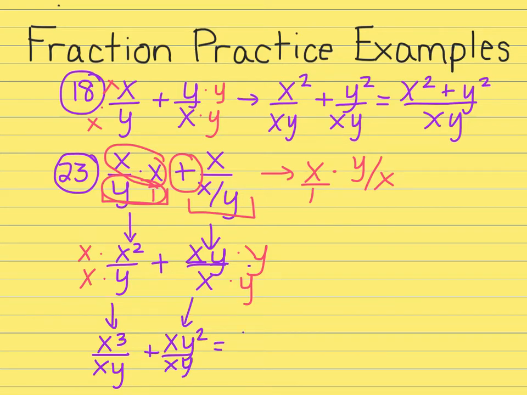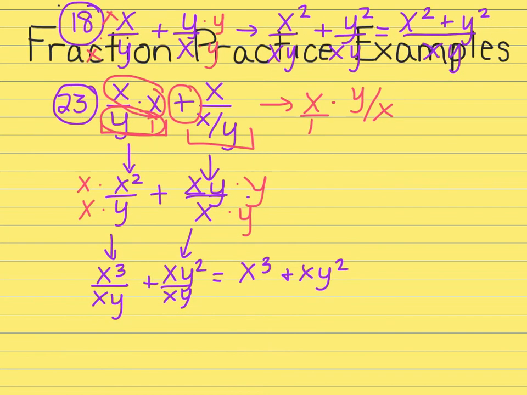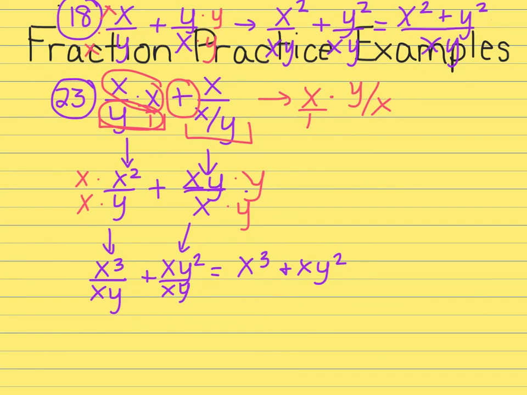And on the top, I would say I have x cubed plus xy squared. See if I can shift this all up just a little bit. There we go. And that would be over xy as a denominator. So that's a really ugly one, but that's how that one would end. X cubed plus xy squared over xy.